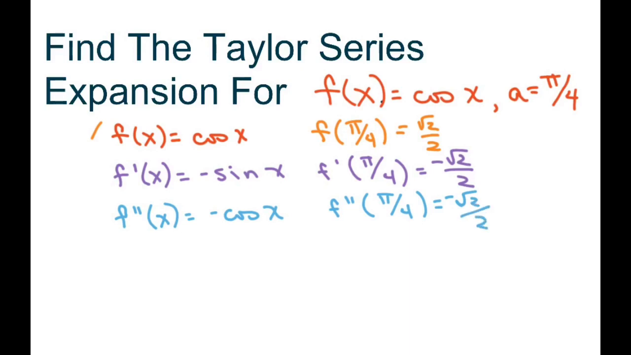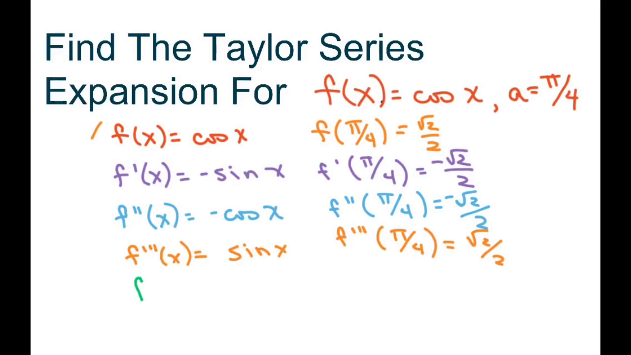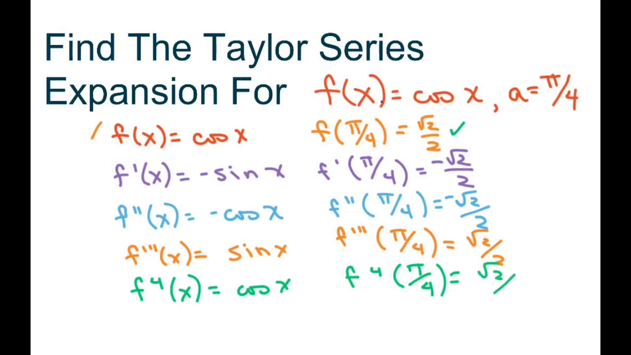And we do the third derivative of x. So that should be sine of x. So when you evaluate it at pi over 4, you're going to get square root of 2 over 2. And then finally, let's do our fourth derivative. And you get cosine of x, and then we start repeating here. So when you evaluate it, we're right back to here, and we get square root of 2 over 2.